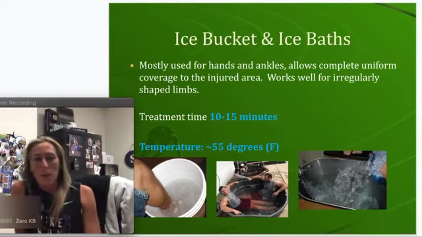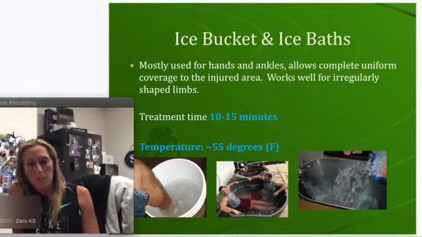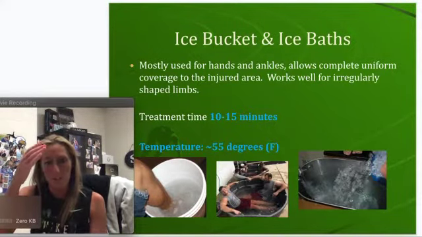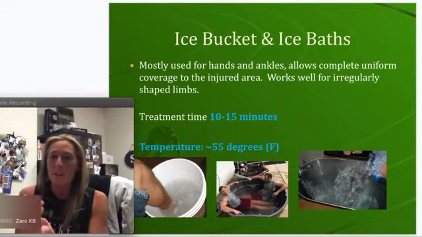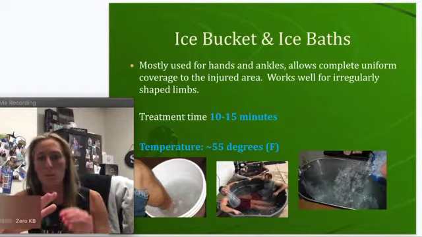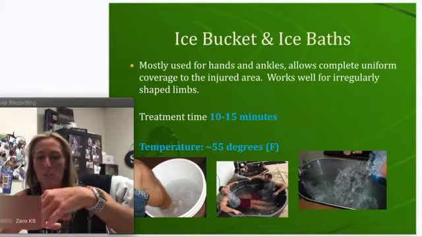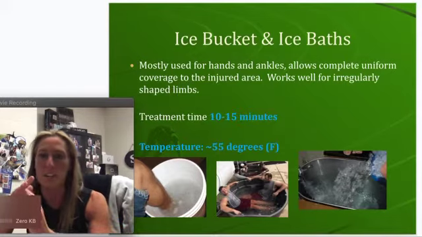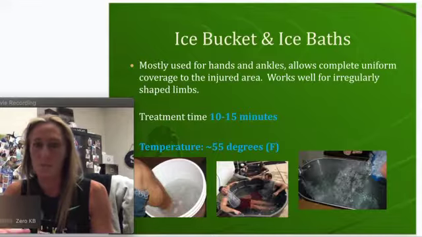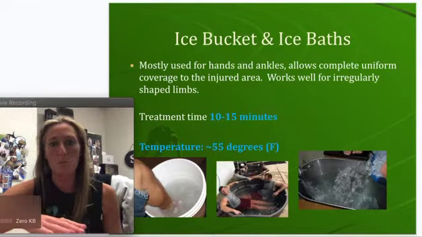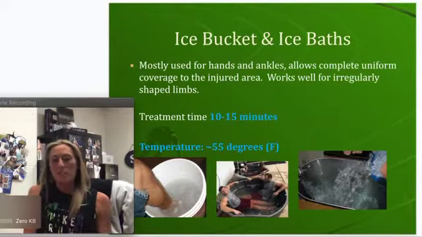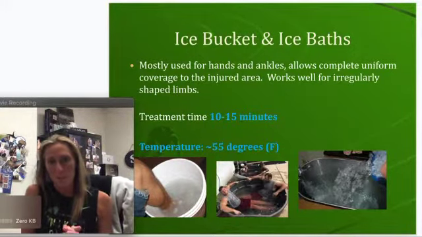Ice bucket or ice bath. The main benefit of an ice bucket or an ice bath is if you have an irregularly shaped injury. Say you have a football player who got his hand crushed between two helmets. To put an ice pack on the hand, you can, and that would work. But you have all of these little indentions and protrusions along your hand, so you're not going to be able to completely cover the hand. If you get a small bucket for a hand, fill it with ice water, and then submerge the hand down in the bucket and keep it there for 10 or 15 minutes, that is going to be probably the best thing that you can do.